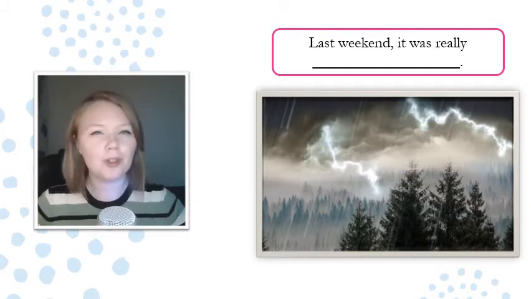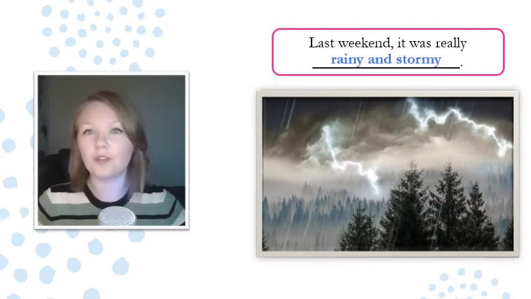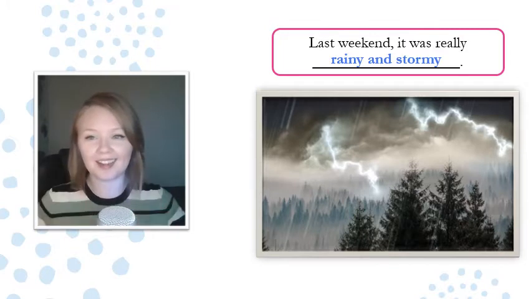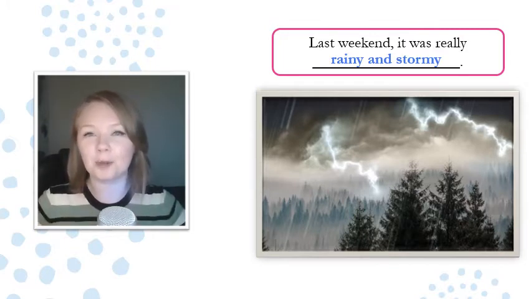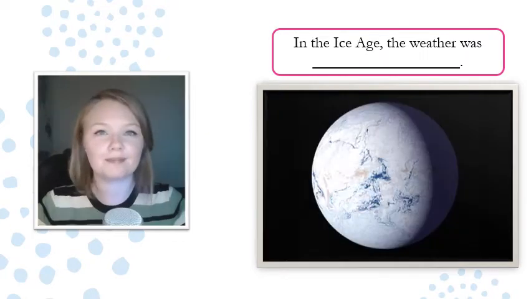If I were looking at this picture, I would say it looks very rainy and stormy. There's a lot of rain and we see lightning in the sky, so it's rainy and stormy. So our sentence is, Last weekend, it was really rainy and stormy. Let's look at number 2.